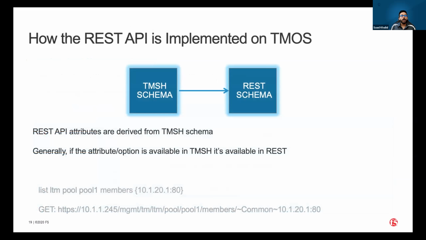So how is the REST API actually implemented on TMOS? Essentially, the REST API attributes are derived from the traffic management schema. And generally, anything that you're able to accomplish from the command line, you can leverage programmatically with iControl REST. And here on the bottom of the screen, you can see an example of how a TMSH command actually maps to an API call.